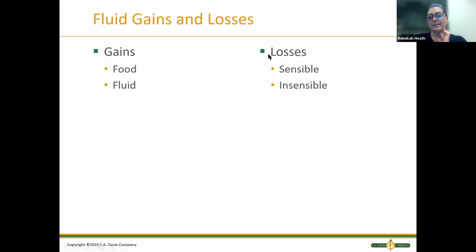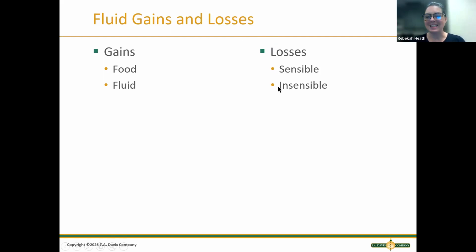Now, when we talk about losses, there are some things that are sensible, right? We can tell what they are. When somebody urinates, we can measure that. If they're having diarrhea, that's liquid, right? They're losing fluid. We can measure that and actually see how much fluid they're losing. That's what's called sensible losses.